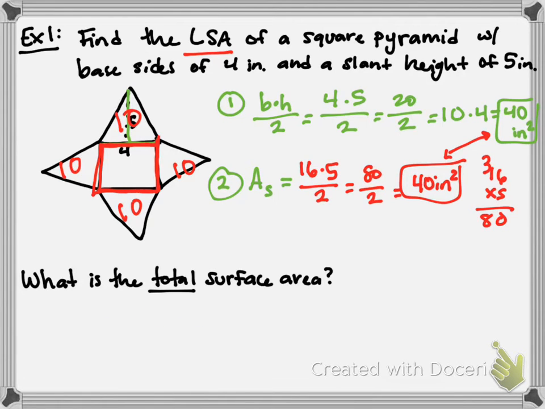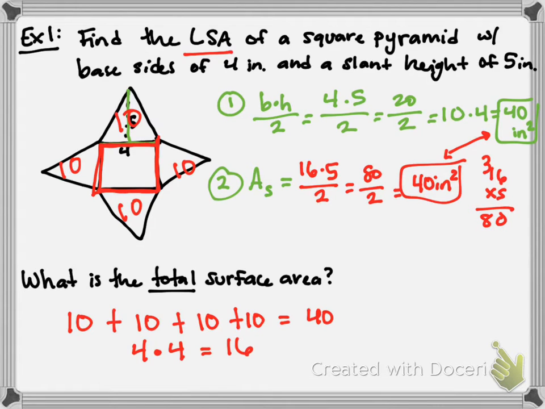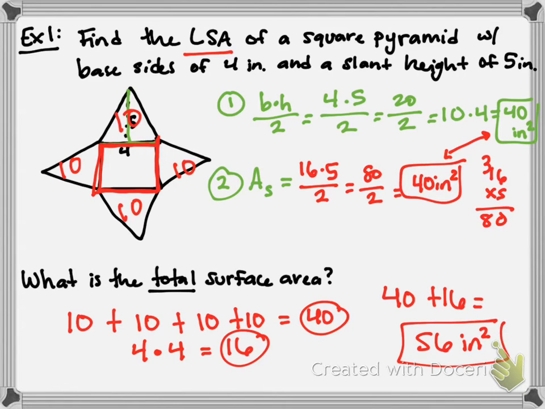Okay. So I have 10 for one triangle, plus 10 for another, plus 10 for another, plus 10 for the other. That's a total of 40, right? And then my square base is length times width, or 4 times 4, which is 16. So I'm going to combine 40 and 16 and get 56 inches squared for my total surface area, right? It would make sense that it's bigger because we included the base in total surface area and we did not include the base in lateral surface area.